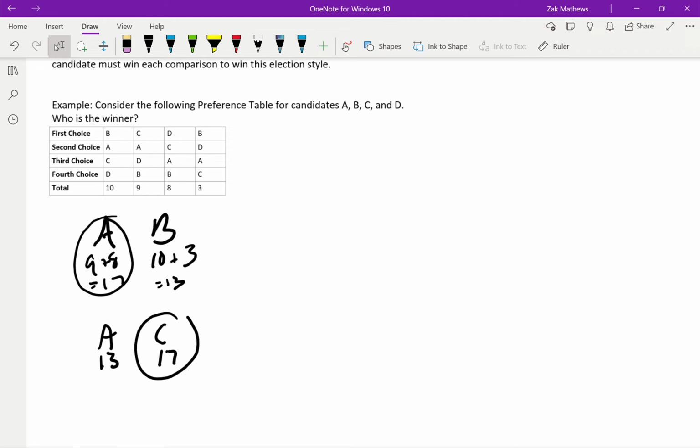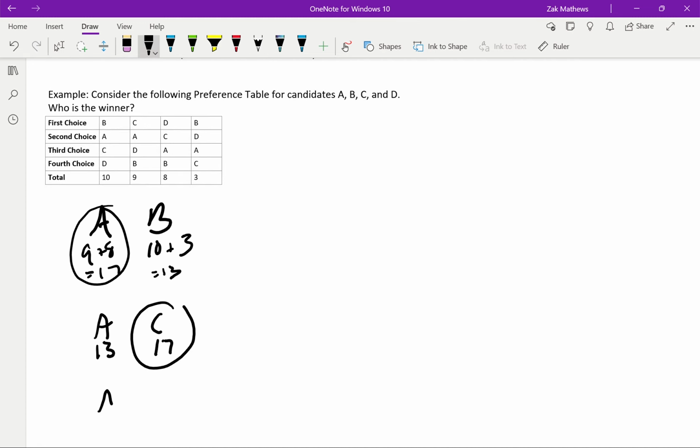But I do want to compare A and D. I need to know how all the different matchups look. So I'm going to go ahead and compare A and D as well. A is higher in the first list. A is higher in the second list, so A is already at 19 votes. They already have it wrapped up. D is higher than A in the last 2 columns, so it's 19 to 11, and A wins. What I'm already guaranteeing is that B cannot win this election. B has lost to A. I also guarantee that D cannot win this election. D has lost to A. So what I'm really curious to see is, can C beat B and can C beat D?